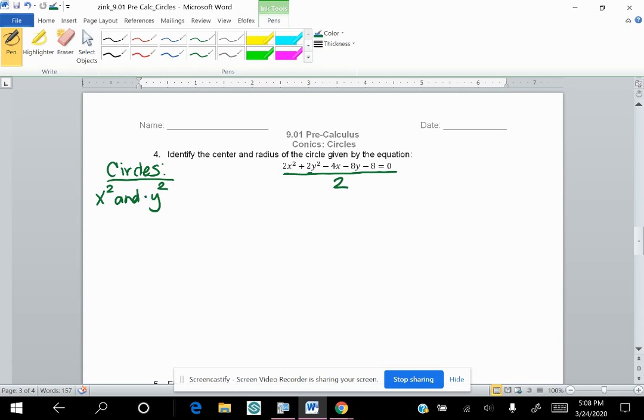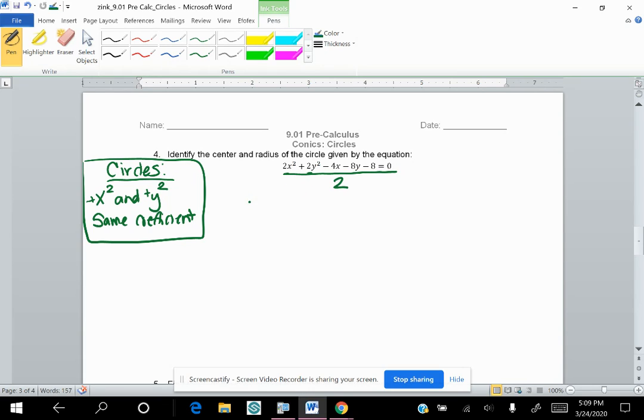The other thing is they should be added together. So they're both going to be positive, both positive x squared and positive y squared. And they have to have the same number, or the same coefficient, for x squared and y squared. Okay, so positive x squared, positive y squared, both are being squared and they have to have the same coefficient. That's what tells us this is going to be a circle.